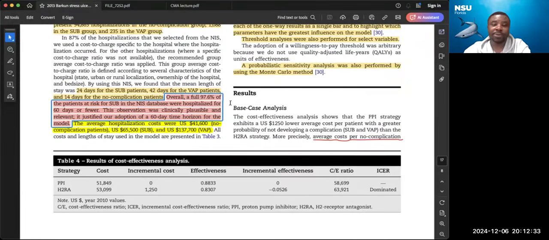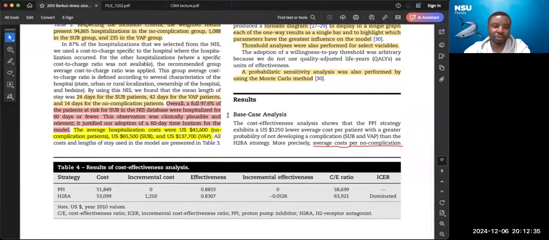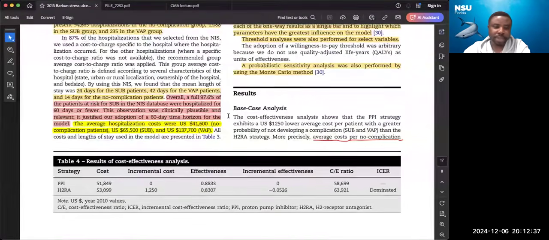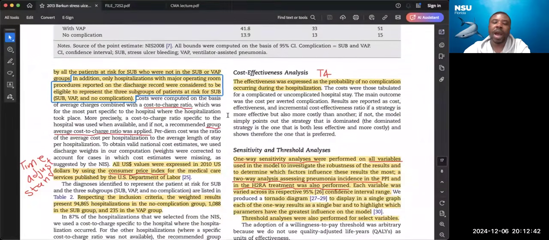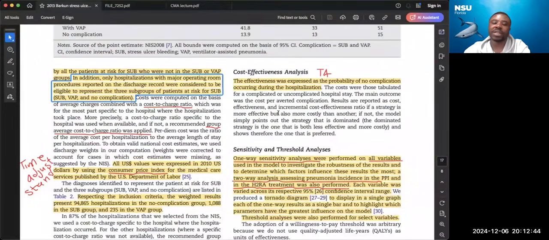I hope so far so good. You all understand what I'm trying to put across. Okay. So let's come back to how the effectiveness was measured. So the effectiveness started from here. In all that we are doing, we are just doing the cost. What is the effectiveness? What is the outcome in these studies? So he said the effectiveness was expressed as the probability of no complication occurring during the hospitalization.